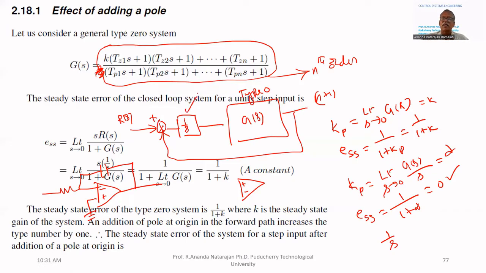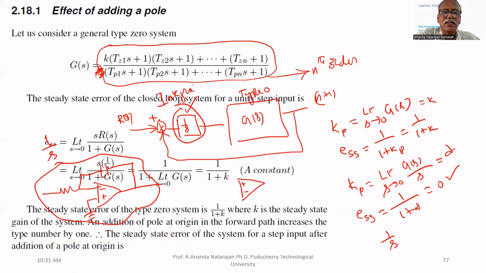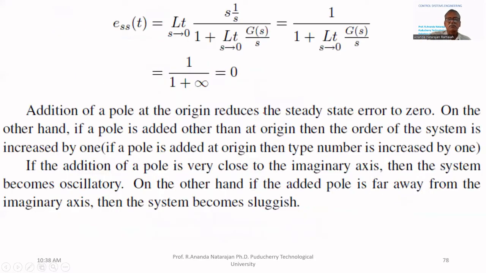If you put an integrator here, it is nothing but adding one pole at origin. You are adding 1 by S. The transfer function of this integrator is 1 by S. The integrator is included here. Then you have added one S in the denominator. It removes steady state error. That is the effect of adding a pole to the system.